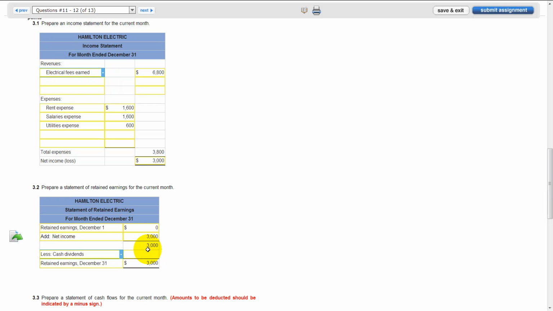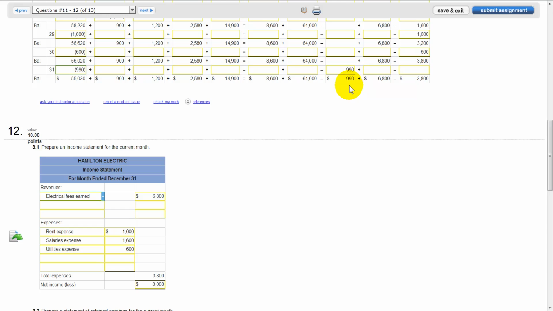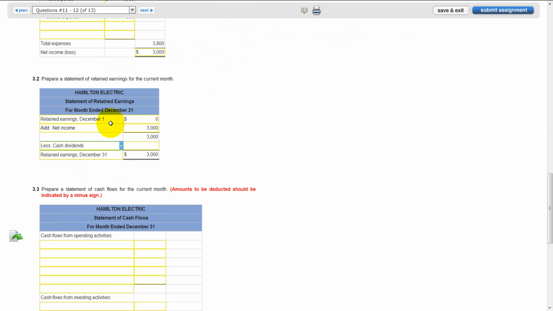Called less cash dividend. And let me go back and double check. I think it was $9.90 here that we had paid out. And I believe I have to show it as a negative number. And automatically it's subtracting out to get this total at the bottom. Okay, so this is the retained earnings I have at the end of the period.